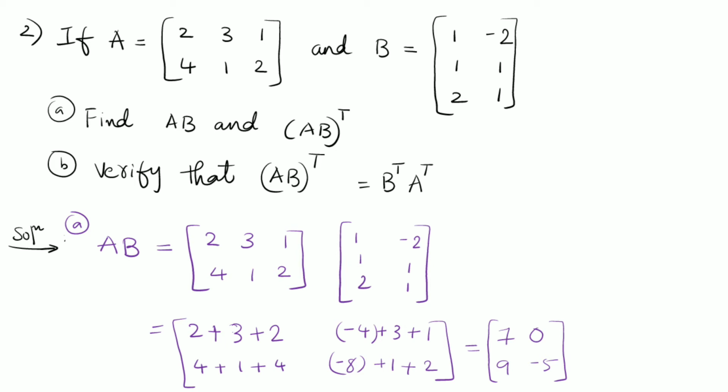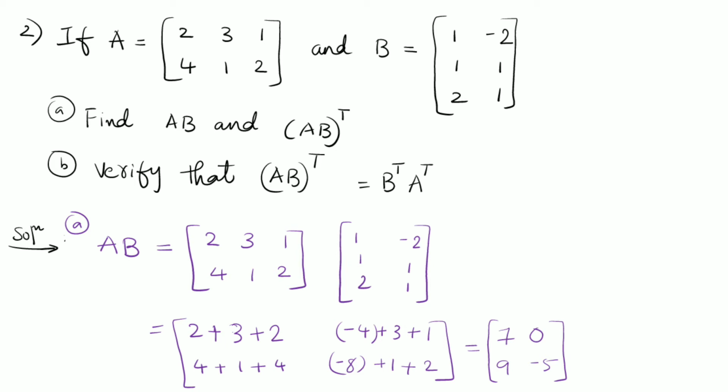So to begin with the answer, you have to see what is AB. You have A and you have B matrix. Multiply. I think all of you know how to multiply two matrices. So it is 2 into 1. I'll just brief up the multiplication. 2 into 1, 3 into 1, 1 into 2. You have to add all these three. That is 2 plus 3 plus 2.